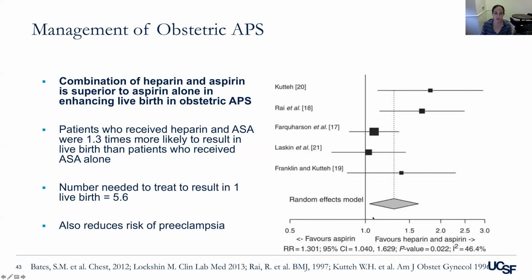And overall, patients who are treated with heparin and aspirin were shown to be 1.3 times more likely to have their pregnancy result in a live birth than patients who received aspirin alone, with a number needed to treat of 5.6 to result in one live birth. There's also evidence that this combination reduces risk of preeclampsia in this high-risk group.